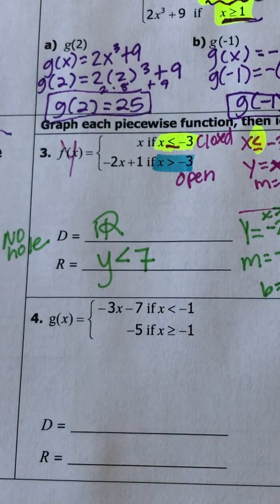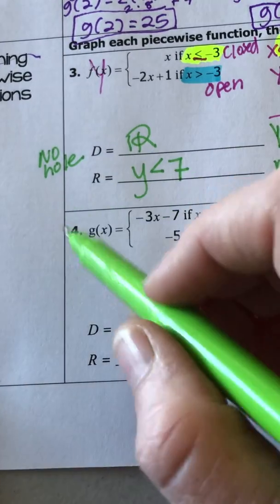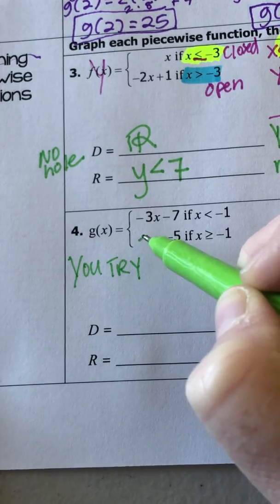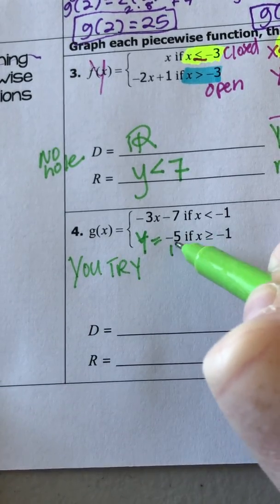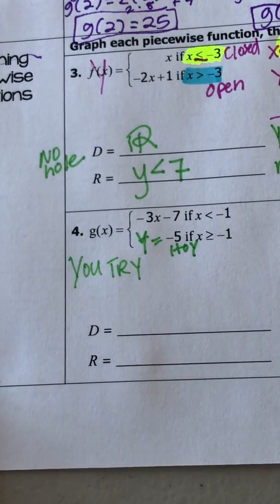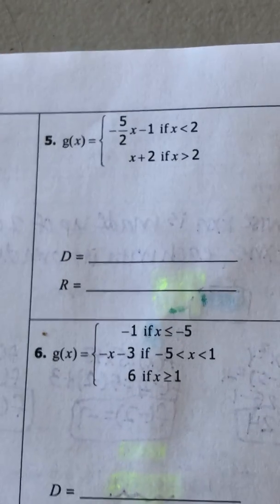There's a lot of examples, so I'm going to go ahead and just do the odds. You can try the evens if you want. And don't forget y equals -5, that's going to be a HOI. Okay, so let me move on so this video doesn't get super long.